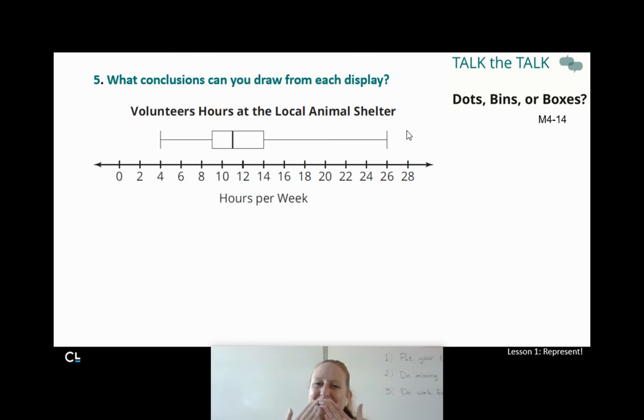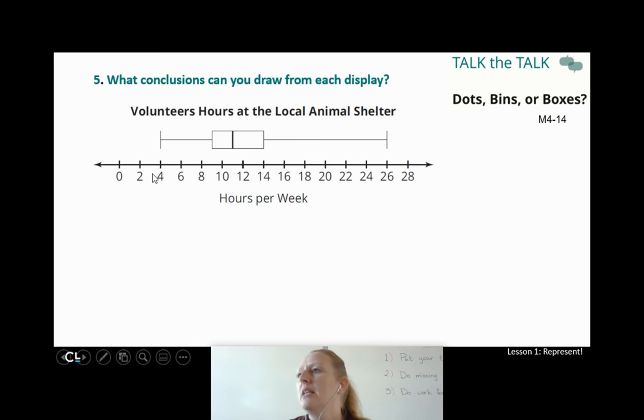Oh, I got my cat at the local animal shelter. She's so adorable. And I'm grateful for the wonderful, lovely people who do volunteer hours at the local animal shelter. They're wonderful human beings who help take care of these lovely animals.